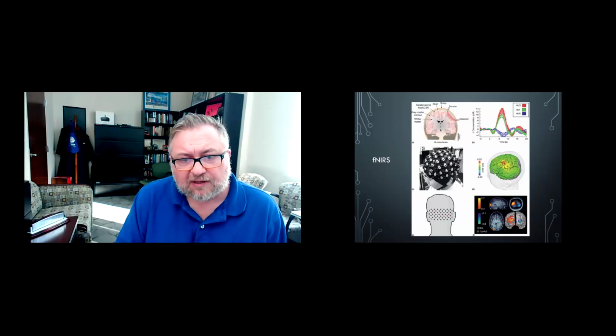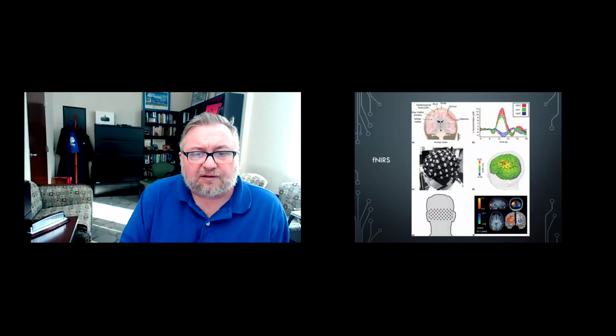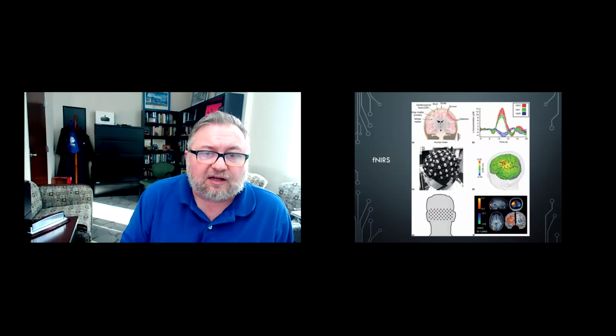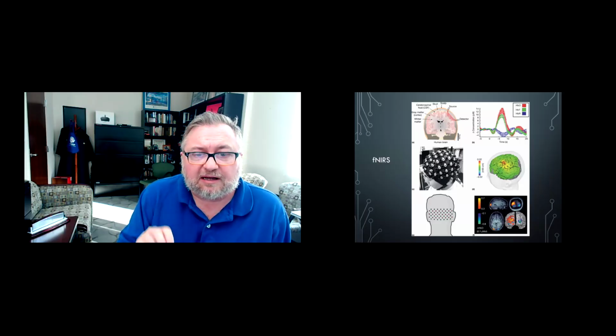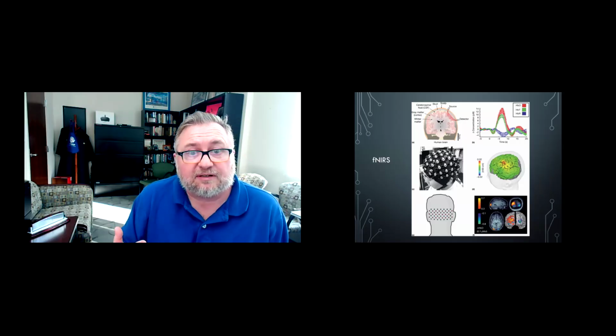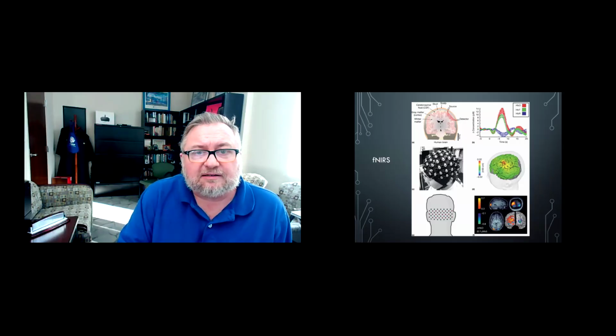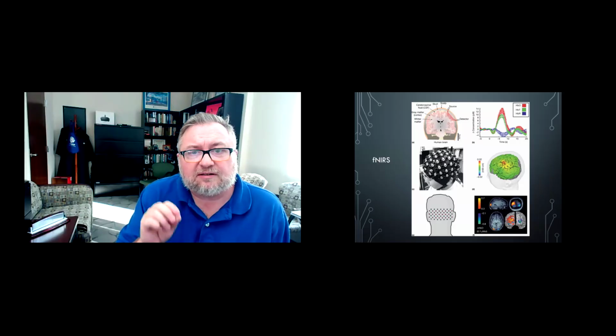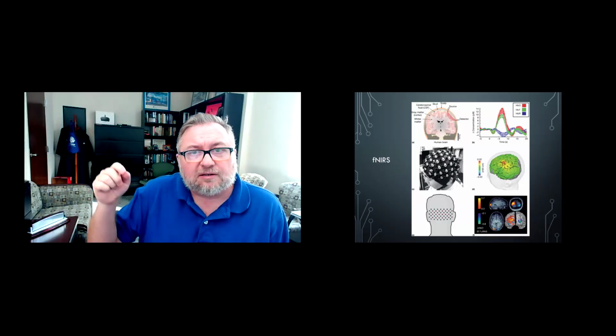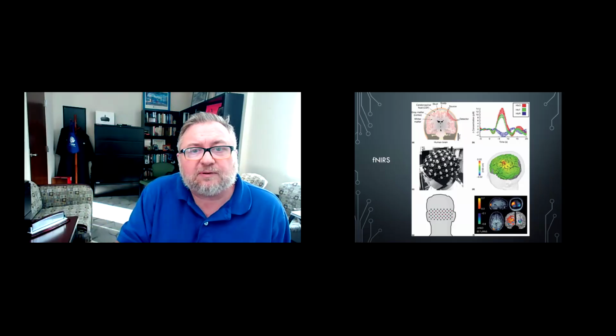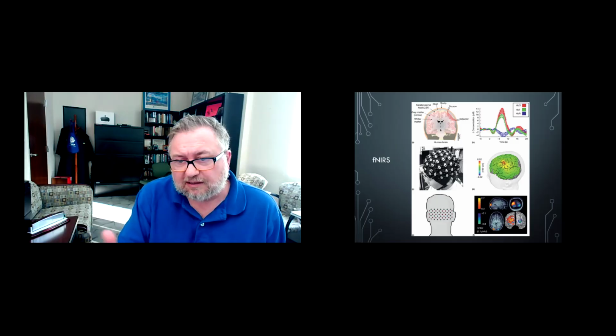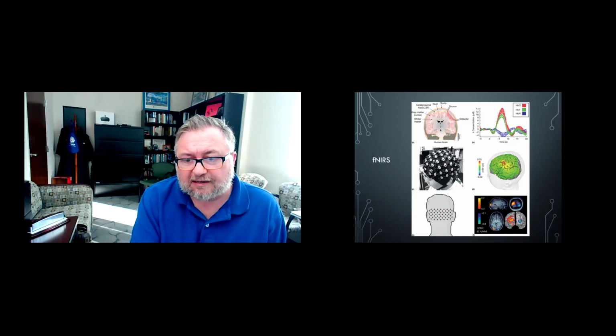This is fNIRS. So you see here the cap that I was talking about, and you see that there's two different kinds of technologies embedded into the cap. We have the light emitting diodes, and then we have the light sensitive detectors. So you can see that diagram at the top. You have a detector and a source. So the source beams the near infrared light in there, and the detectors detect the reflected light. And we can get similar kinds of maps showing activation areas during different kinds of tasks.